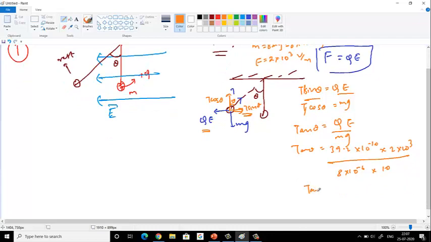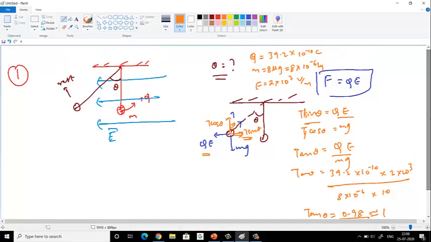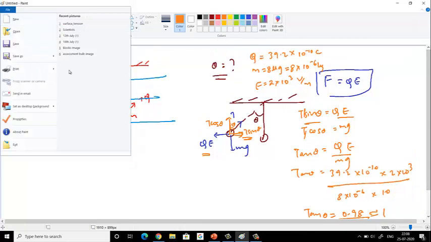I'm not going to simplify it now because we have to solve other questions also. You'll get approximately 0.98, approximately equal to 1. So that will give you theta equal to 45 degrees. Okay, theta will be equal to 45 degrees. So, easy question. Next, move on.